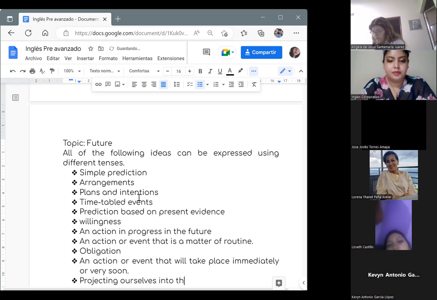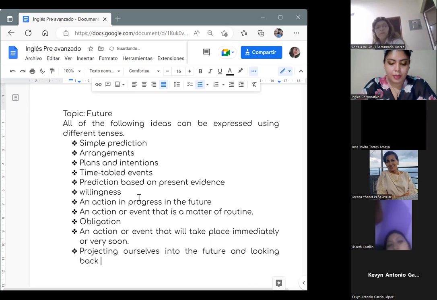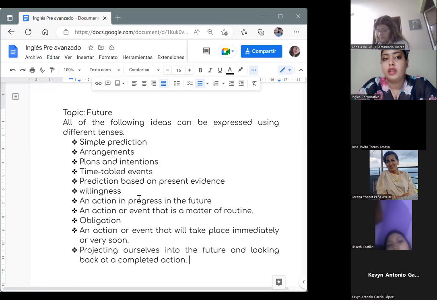Into the future, and looking at a complete action. So in this case, we are trying to say that these kinds of ideas are not exclusive to the future, because you can use different tenses to express these things. You know that we are talking about the future, but we can also use different tenses to express those ideas. And it's going to be in the future, not in the past nor in the present. But you can use different tenses to express those ideas.